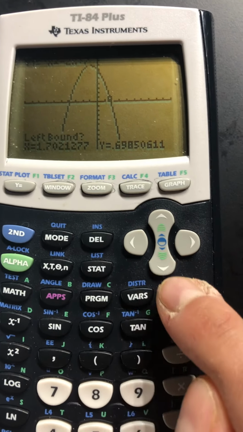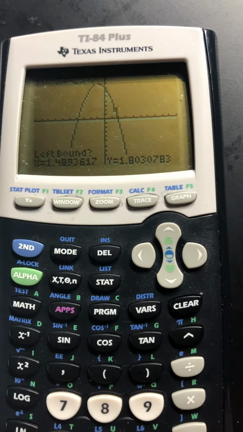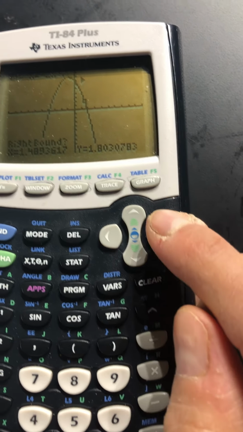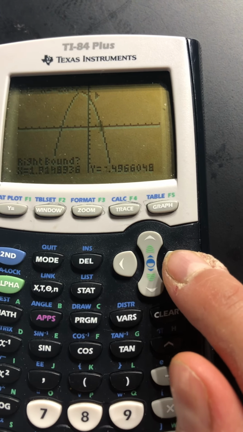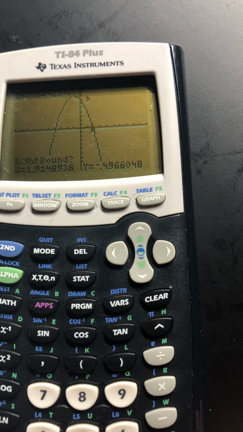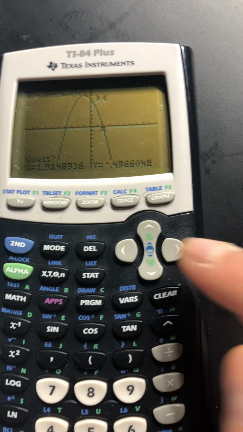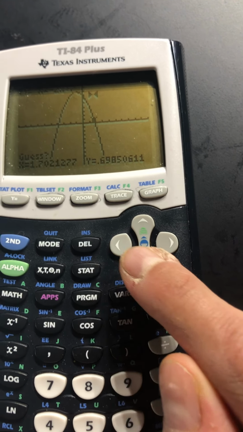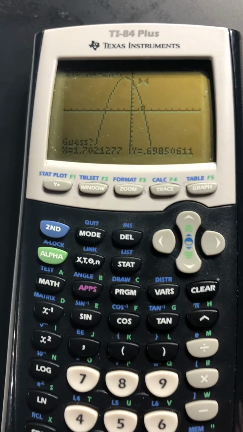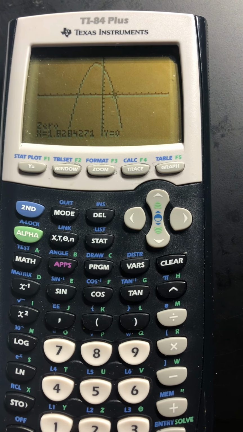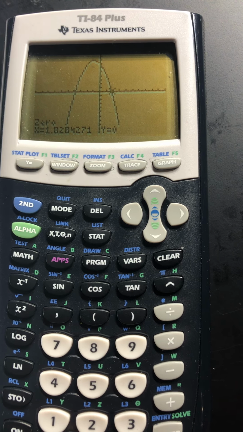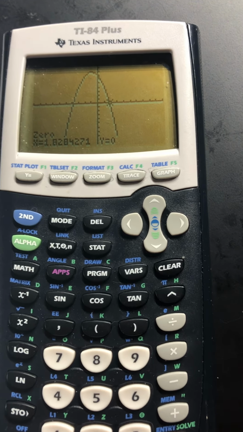And now it says left bound, so I want to push the left arrow one time. Now it says right bound in the bottom left corner. So I'm going to go as close as I can. I want to push to the right one time. Push enter. Now it's going to say guess. So that's as close as I can get. I'm going to push enter there. So my root is going to be 1.8284271. That's going to be irrational.